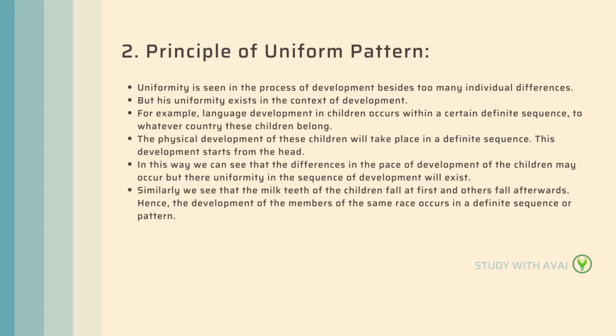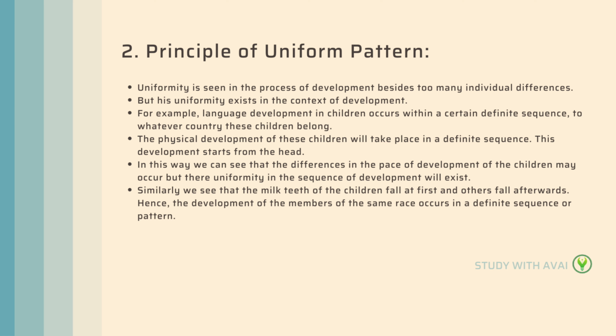Uniformity is seen in the process of development besides too many individual differences. But this uniformity exists in the context of development. For example, language development in children occurs within a certain definite sequence, to whatever country these children belong. The physical development of these children will take place in a definite sequence. This development starts from the head.